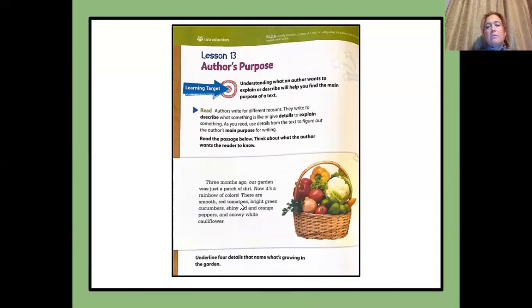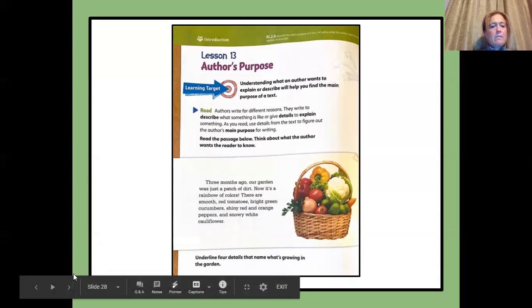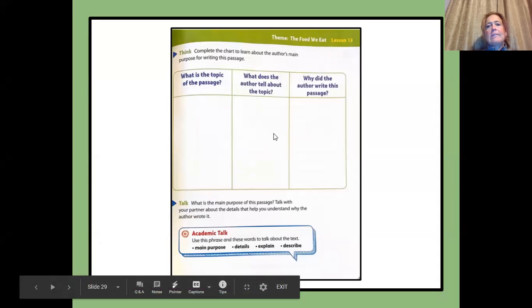Smooth red tomatoes, okay? Red and smooth are adjectives that describe the tomatoes. Bright green cucumbers. Bright and green are adjectives that describe the cucumbers. Shiny red, orange peppers. Shiny, red, and orange are adjectives that describe the peppers. And snowy white cauliflower. Snowy and white describe the cauliflower.